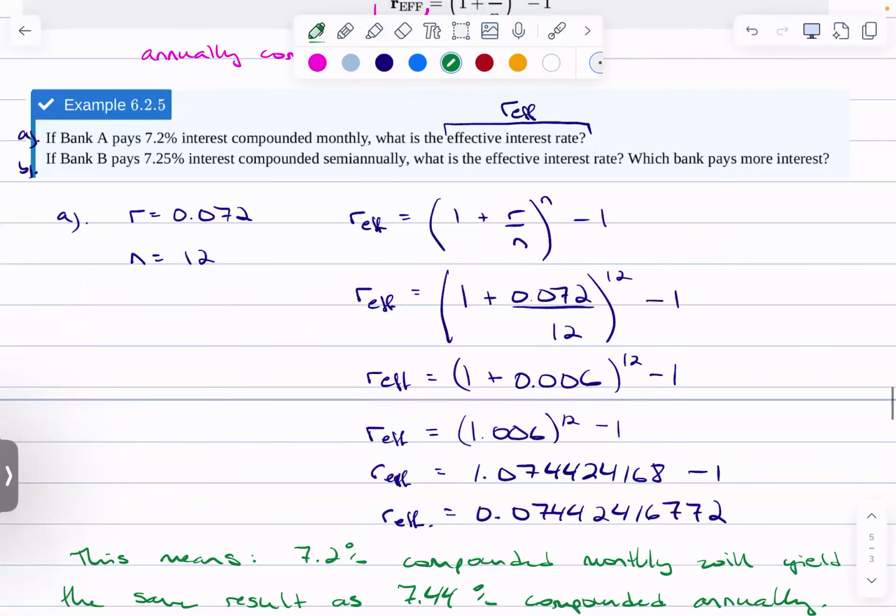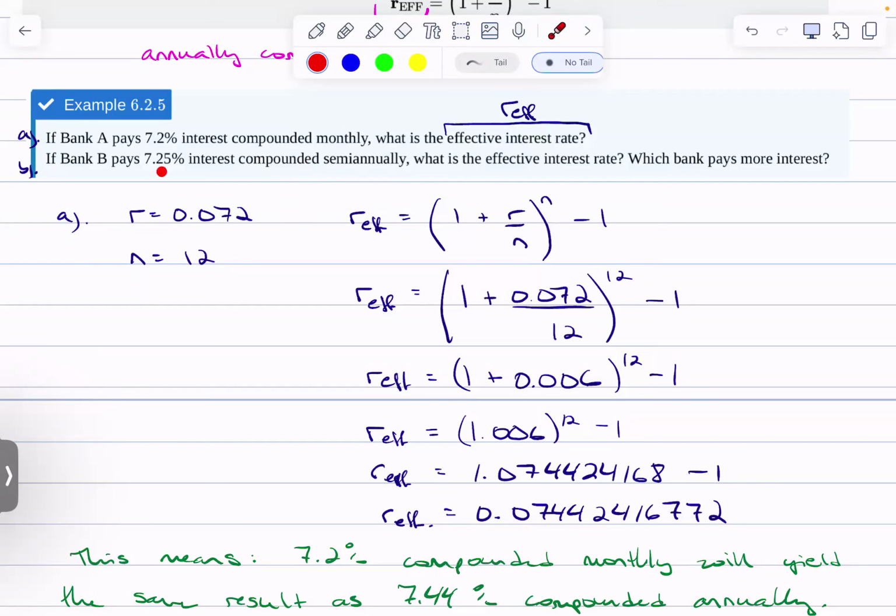Knowing that, if Bank B pays 7.25% compounded semi-annually, what's the effective interest rate? If we're able to bring them both to the effective interest rate, then we can compare the two, right? And so face value, I would say 7.25 is better, right? That's a higher interest rate, but it's compounding semi-annually instead of monthly, and so that's probably going to impact it.